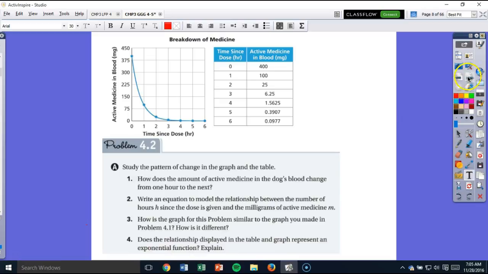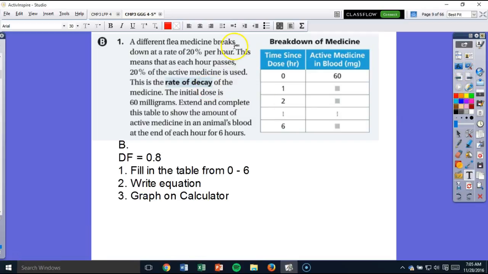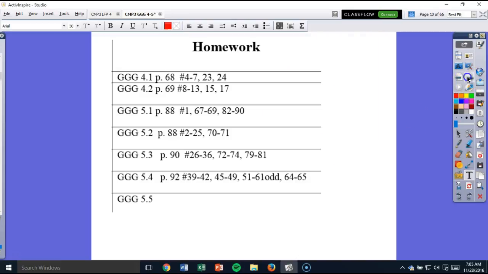Explain why. Secondly, in part B, we have a different flea medicine, and it breaks down at a different rate. This time 20% per hour means as each hour passes, 20% of the active medicine is used. We're going to start with 60 milligrams at time 0. The rate of decay is 20%, and the initial dose is 60. So we need to extend and complete this table to show the amount of active medicine in the animal's blood at the end of each hour for 6 hours. I've given you a little more information down here. This is how I want you and your teams to complete part B of this question.